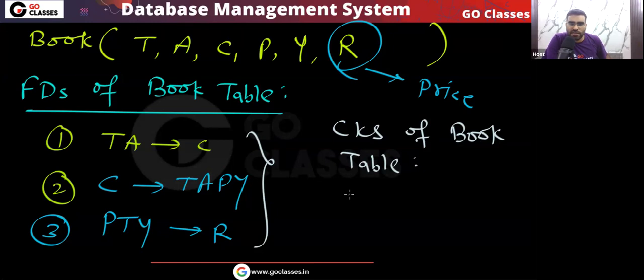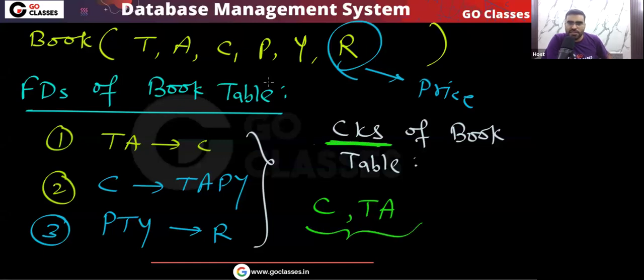Now let's find out the candidate keys. Just find out all the candidate keys. You can see C is a candidate key. The single attribute candidate key is only this. Yes or no? Nothing else. Next, you can see TA is also a candidate key. Is there anything else? Nothing else. You can check. Just find all the candidate keys.